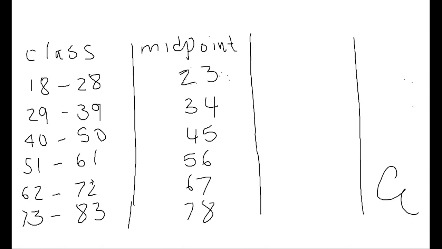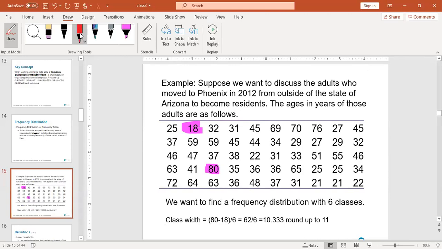Now, frequencies are the next step. Let's put frequencies. What are we going to do? We are going to go to our data and count how many numbers are between 18 and 28. Those are the people between 18 and 28 years old. Then we are going to count them. Then we need to go back to our PowerPoint. How many numbers are between 18 and 29?